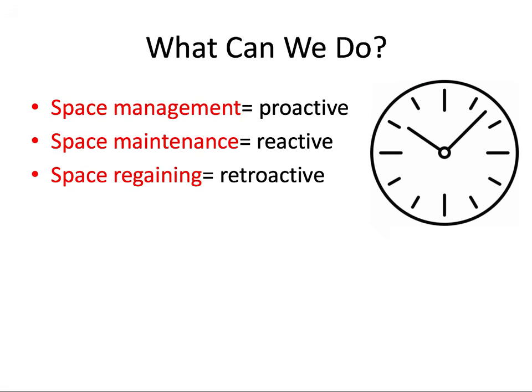Space maintenance is one step later. It's reactive. We maintain space after premature loss of a primary tooth because if nothing's done, permanent teeth will push and drift mesially and you would lose arch perimeter, which is usually a bad thing. And the last step here is space regaining, which is retroactive. So this is where we want to regain space, about a maximum of 3 millimeters of space is possible, that was lost from premature loss of a primary tooth and subsequent permanent tooth drift.